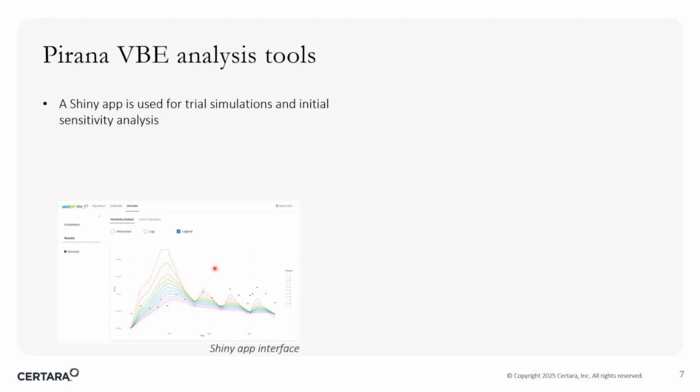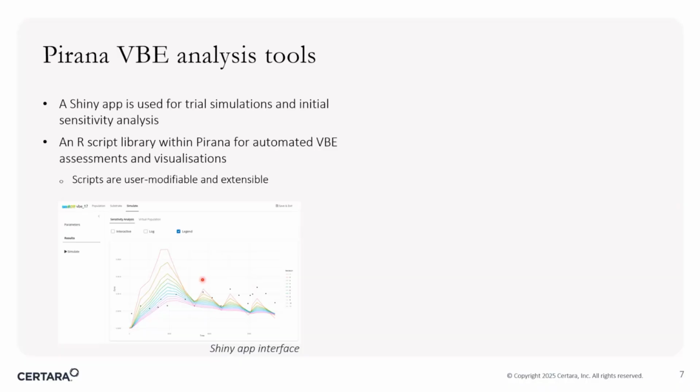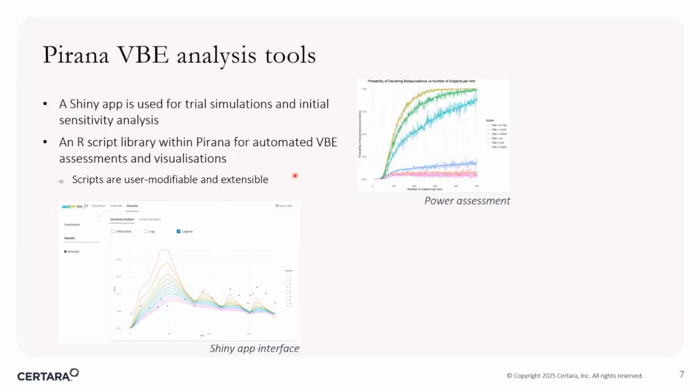So this is just an overview of the analysis tools that we've got available within Pirana. We use a Shiny app for trial simulations and initial sensitivity analysis work. And then we have a library of R scripts that you can use for the automated VBE assessments and visualizations. And as I mentioned, again, these are all user modifiable and extensible. So there's 4 key parts of this workflow.